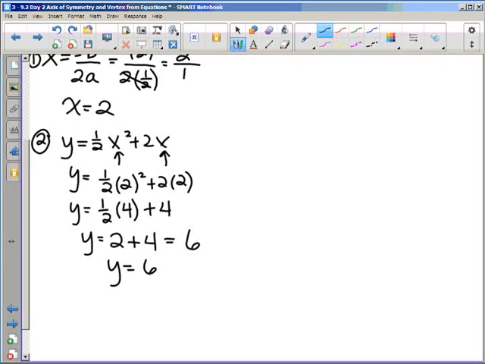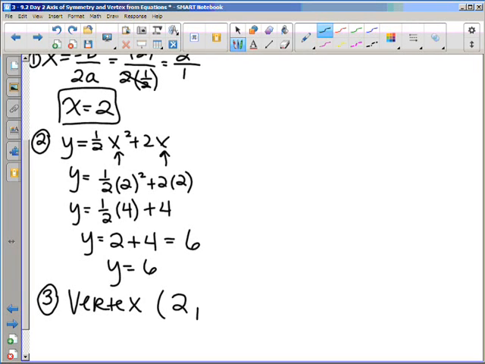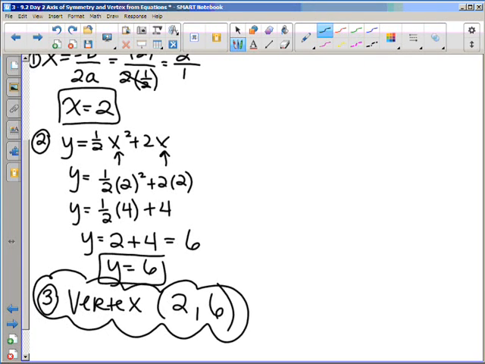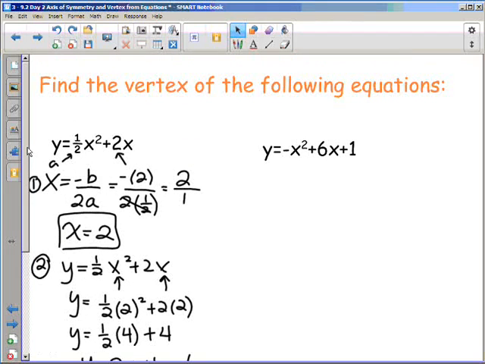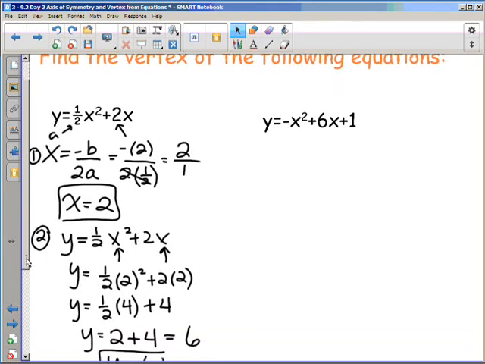That was step 2. And step 3 is finally write your vertex. I combine step 1 and step 2's answer, so my x-coordinate is 2. My y-coordinate is 6, so my vertex is 2, 6. All right, if you need more time to try the second one, go ahead and pause the video.